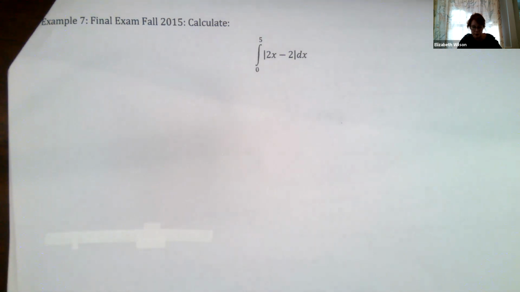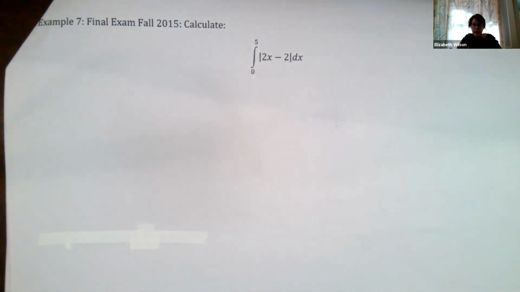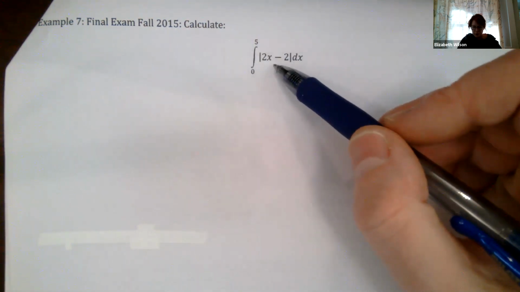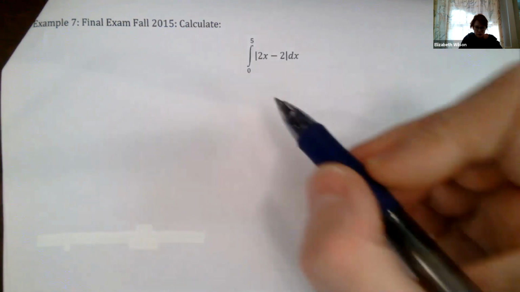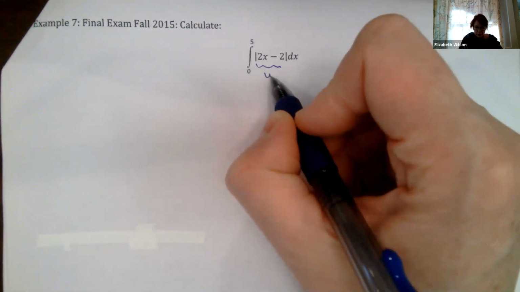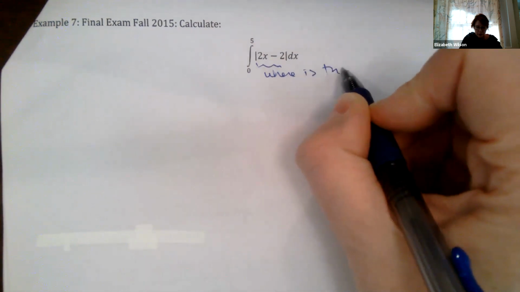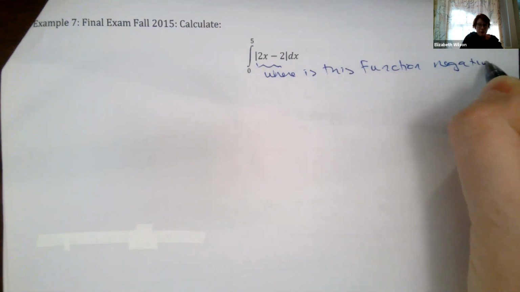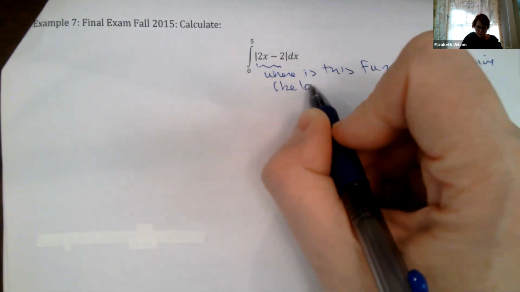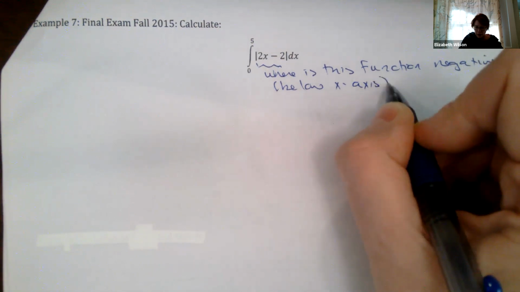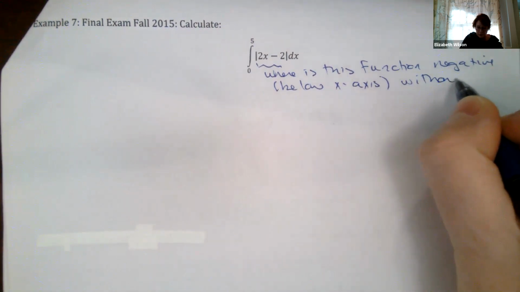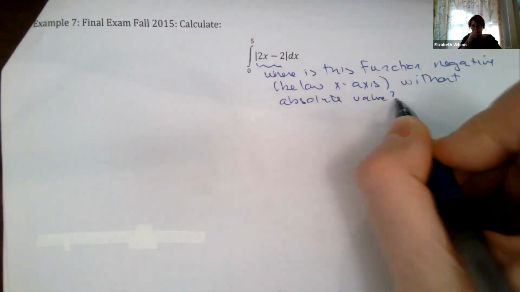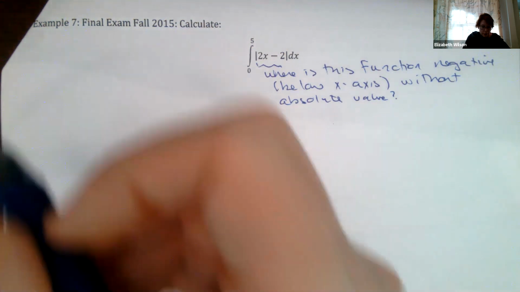This is also from a final exam from 2015. And again, we have an absolute value that we need to deal with. So we're going to integrate from 0 to 5, the absolute value of 2x minus 2. So again, we have to ask ourselves, where is this function negative, like below the x-axis, without the absolute value. Okay, we're going to graph it and then we're going to do it algebraically too.